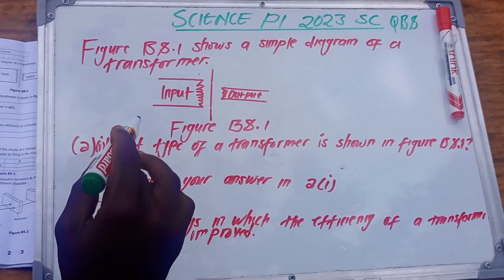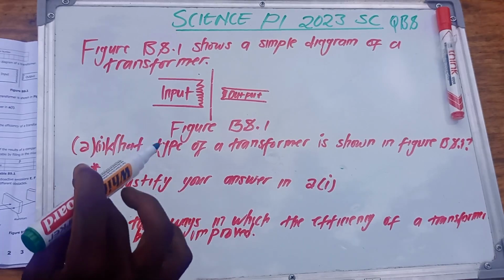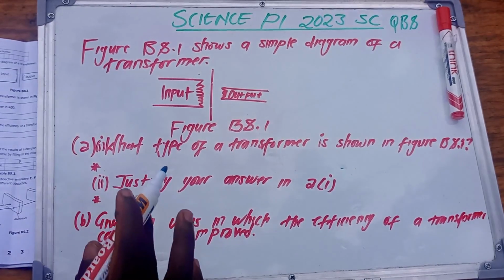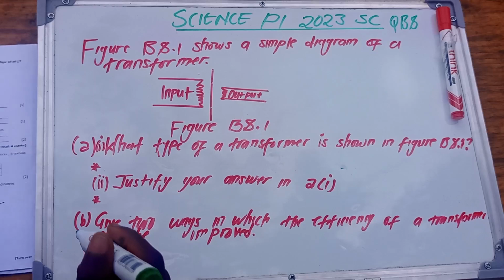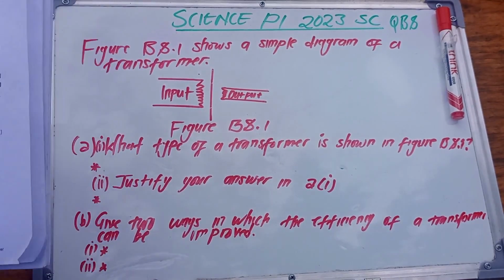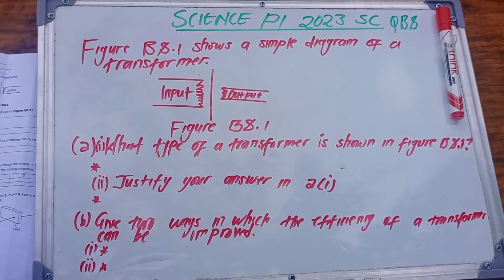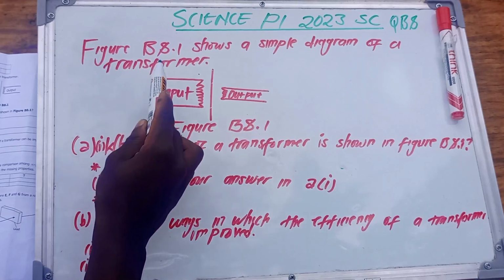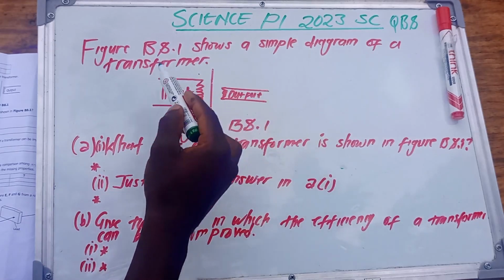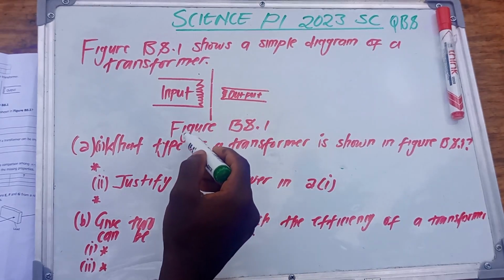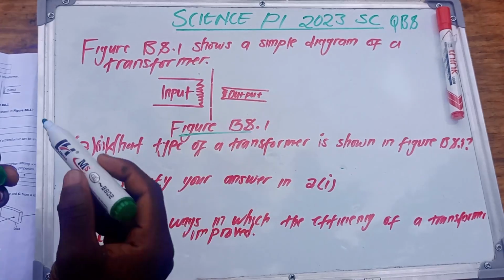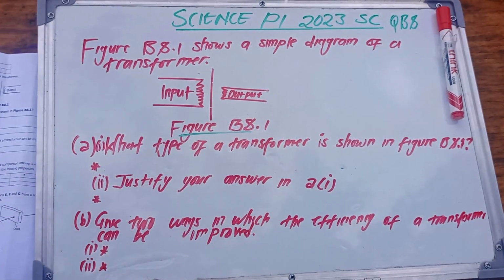And of course, this question came in Science Paper 1 2023 school certificate. This is question B8. So let's go direct to the question. This is the paper I'm having, which is Science Paper 1 2023. The question reads: figure B8 shows a simple diagram of a transformer. So this figure, according to the question, we have been given this simple diagram of a transformer.